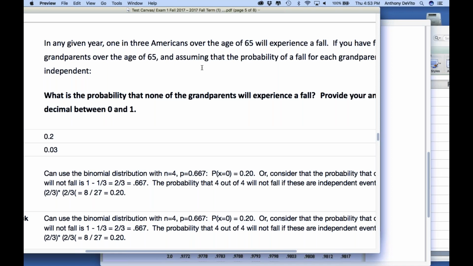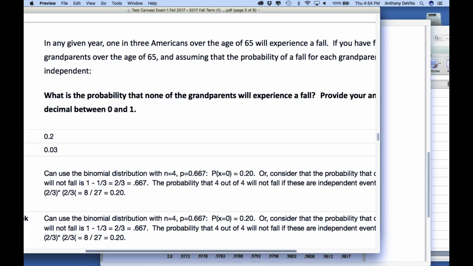Where did you get the 0.33 for this question? Oh, 1 out of 3. 1 out of 3 Americans age 65 will experience a fall. That's where. The probability of any one person. Just like I could have said the probability of being diabetic is 1 in 10. So that's where that probability came from.